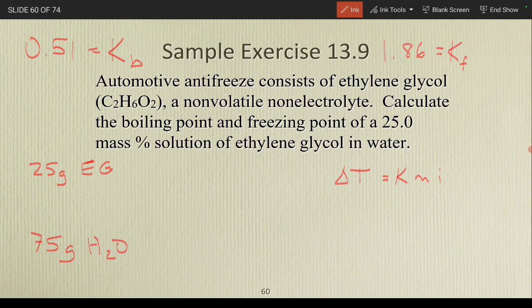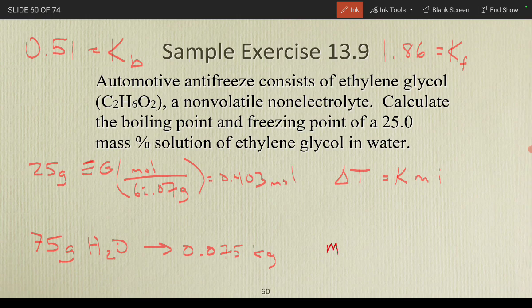So if we look at it, we've got the K value. The Van't Hoff factor is just going to be 1. So what we need to do is get the molality, which means we'll have 0.075 kilograms of that solvent. And then we need the moles of the ethylene glycol, which is going to be 62.07 grams per mole based on that formula. So if we had 25 grams, we would have 0.403 moles.